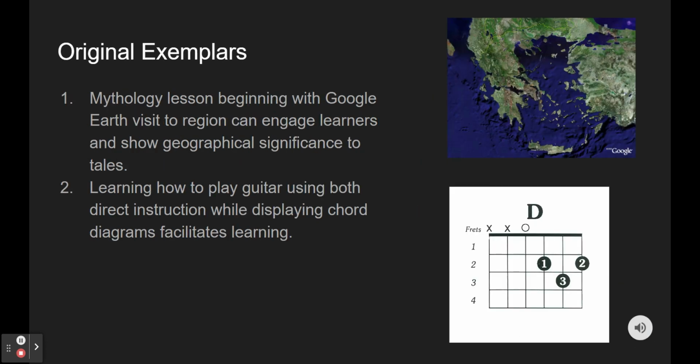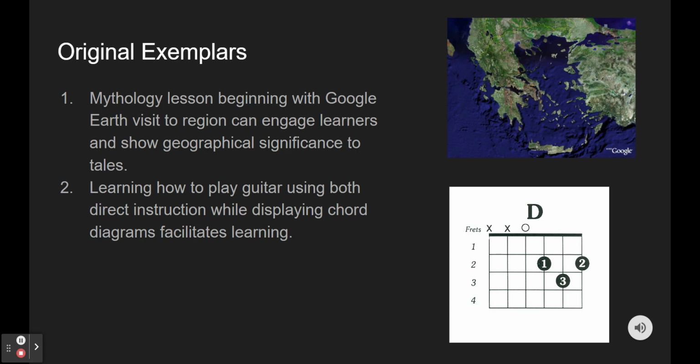I have used the multimedia principle in my own classroom. Recently, students were learning about mythology, and before teaching the myths of a certain culture, I used Google Earth to allow students to visit a region virtually. This allowed them to see the geographical significance of the region and how it shaped the tales.